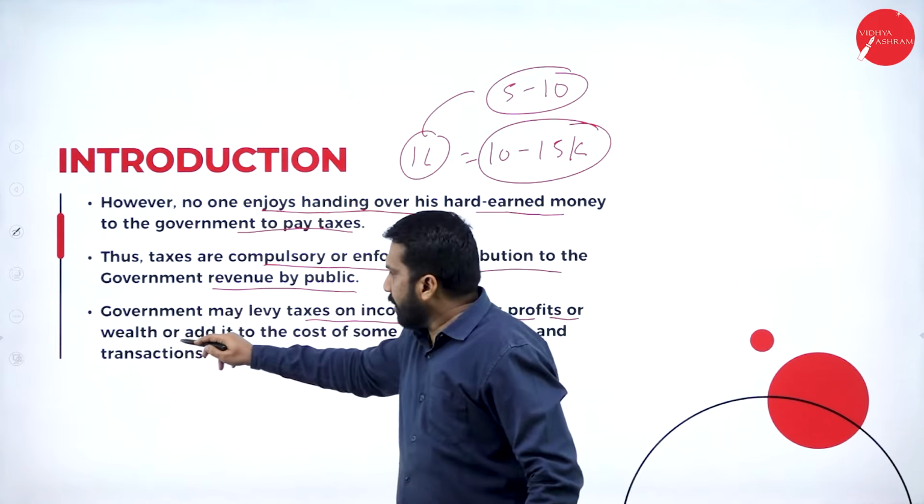Next, on the other hand, tax on which incidence and impact fall on two different persons is known as indirect tax. Two different persons means, as I told you, if you go and buy a car, where will you buy? You will go to that particular showroom. Yes, you will pay. What is the car value?